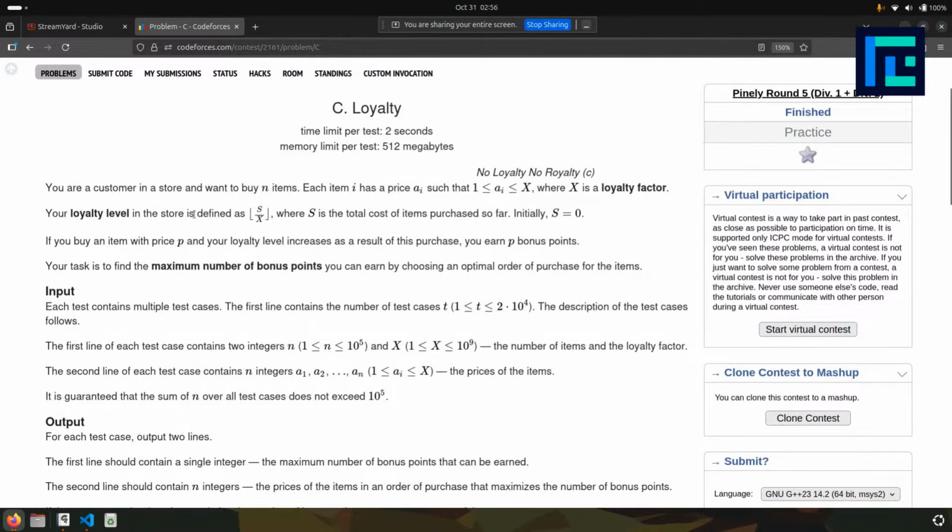You are a customer in a store and want to buy n items. Each item i has a price A_i such that 1 is less than or equal to A_i, and A_i is less than or equal to X, where X is a loyalty factor. Your loyalty level in the store is defined as floor of S by X, where S is the total cost of items purchased so far. Initially, S is equal to 0. If you buy an item with price P and your loyalty level increases as a result of this purchase, you earn P points. Your task is to find the maximum number of bonus points you can earn by choosing an optimal order of purchase for the items.